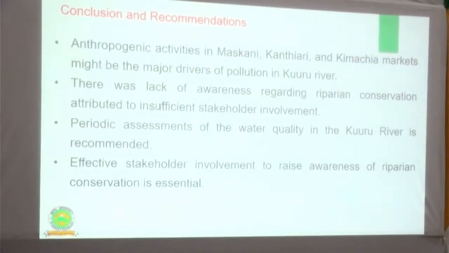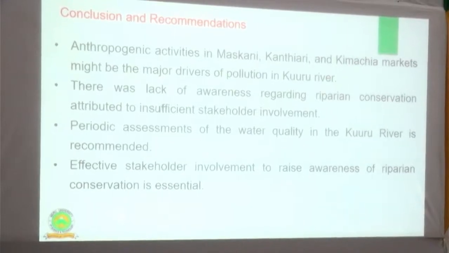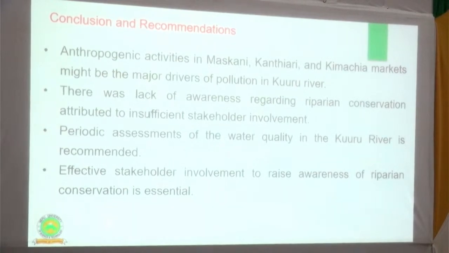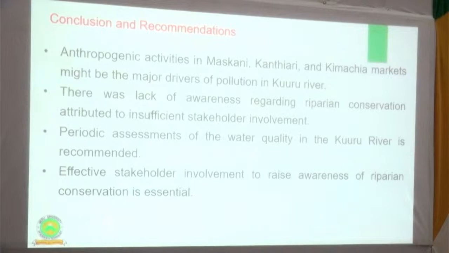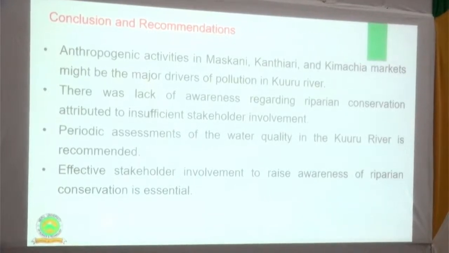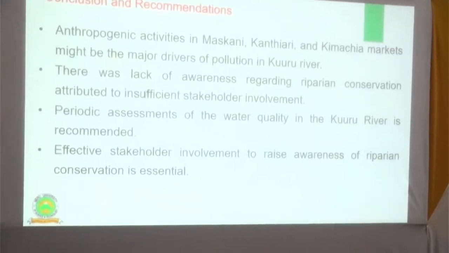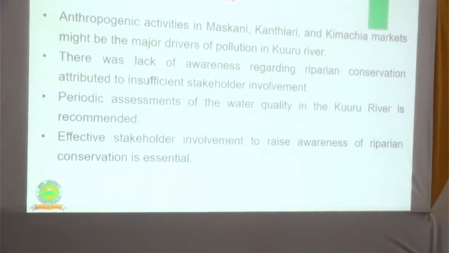Then conclusions and recommendation. Anthropogenic activities in these are the 3 sampling points amongst the 9. So the anthropogenic activities in these sampling points might be the major drivers of pollution in Kuru River, whereby most of it's agricultural and livestock keeping, and even mostly taking animals to drink water from the river.